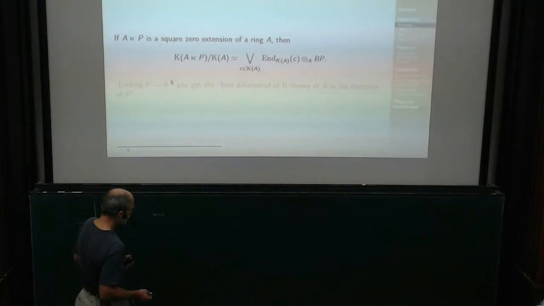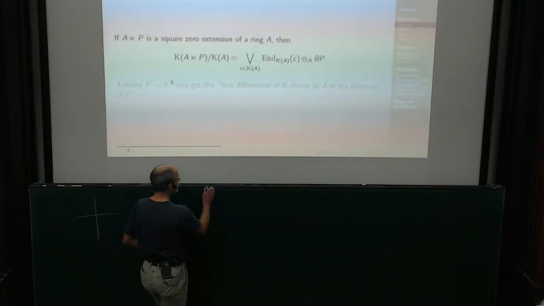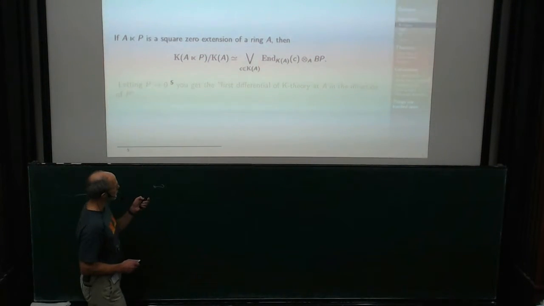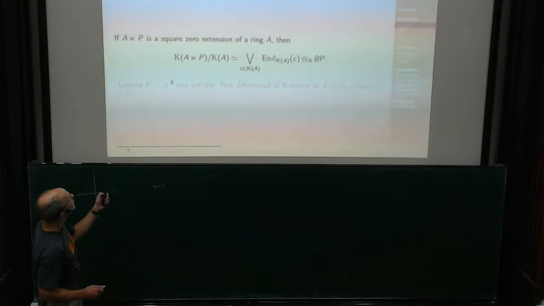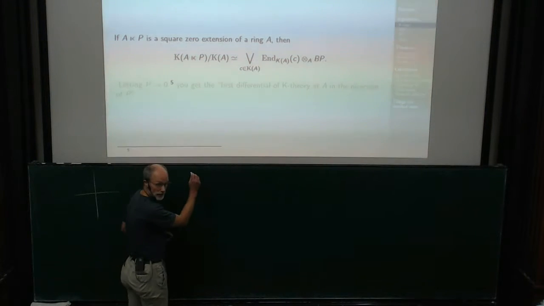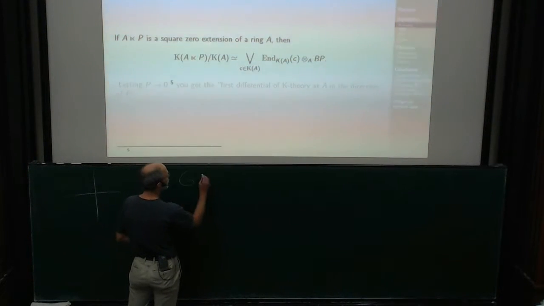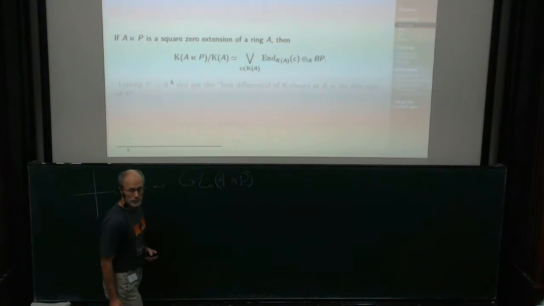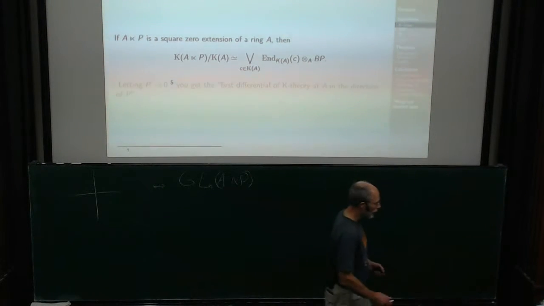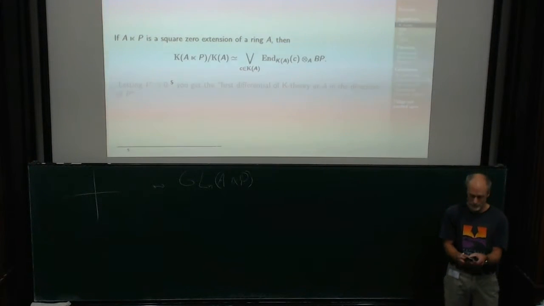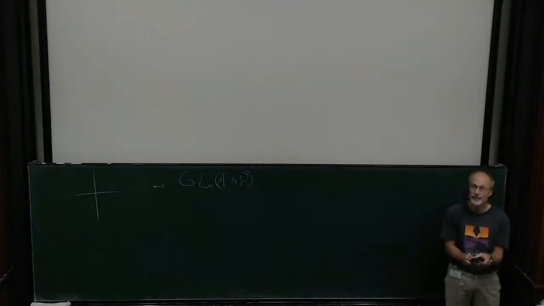Okay, luckily it is very easy to understand the isomorphisms of such a square zero extension. So if you can see this far up, yeah. If I take GLn of A plus P, they taught me this awesome trick that I cannot hide. Yeah.